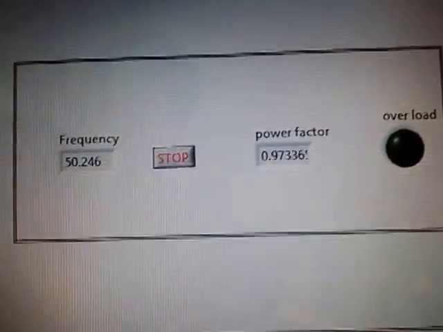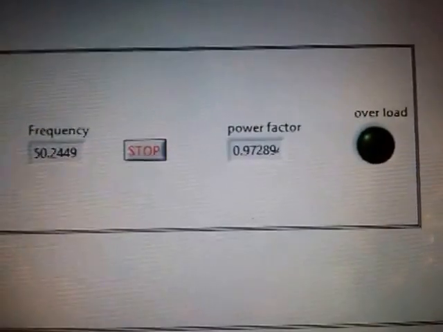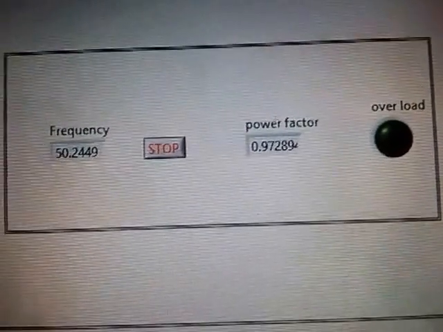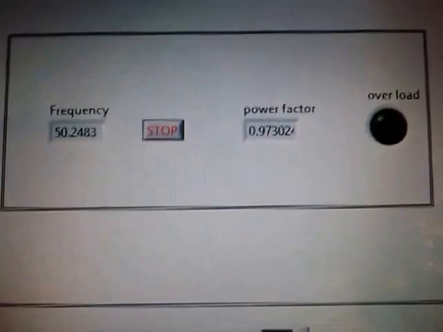We want instantaneous and continuous values. We have taken a while loop. Whenever we want to stop the execution, we can press stop button, and as soon as the load exceeds a predetermined value, that is 150 watts, there is a overload indication. You can see the button over there.